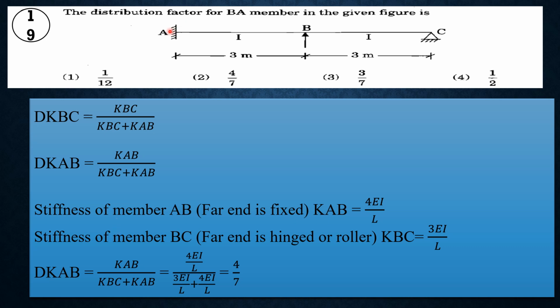If the far end is fixed, then stiffness K is 4EI by L, and if far end is hinged, then stiffness K is 3EI by L. So for fixed 4EI by L and for hinge 3EI by L. By putting the values in the formula, the DFAB is 4 by 7. So option second is correct.